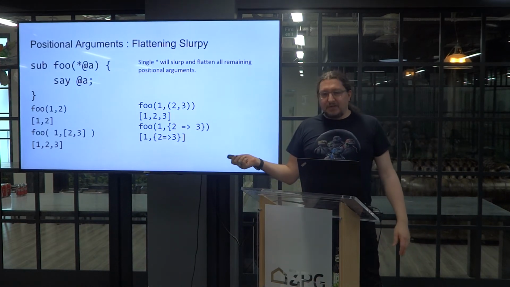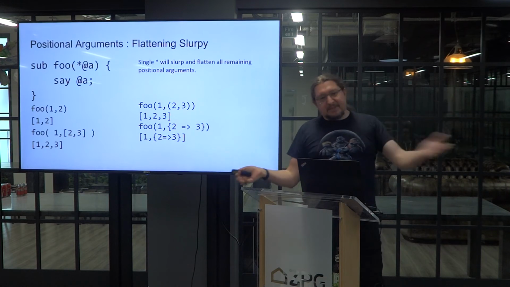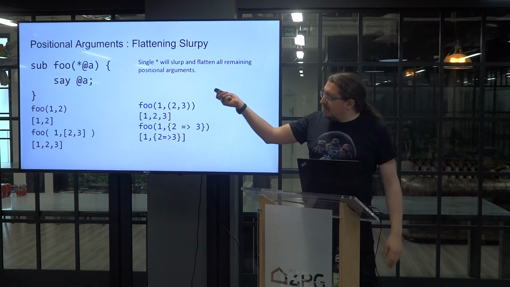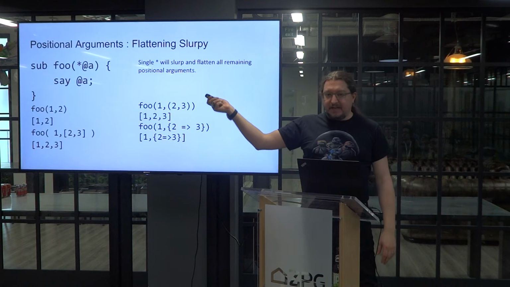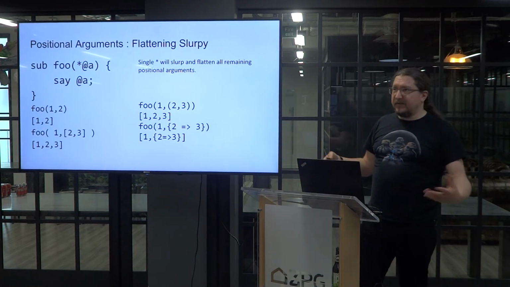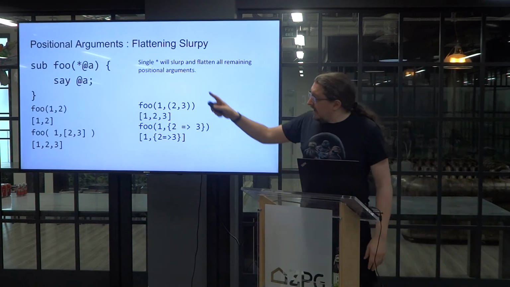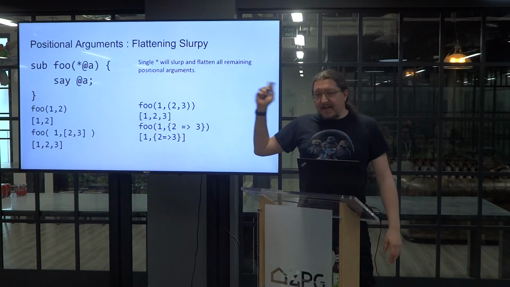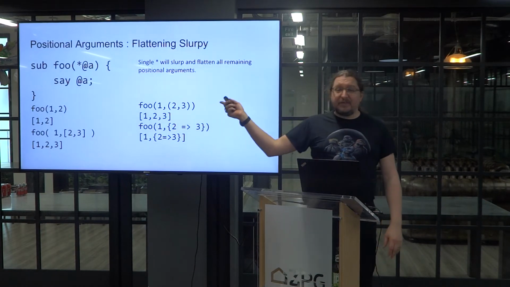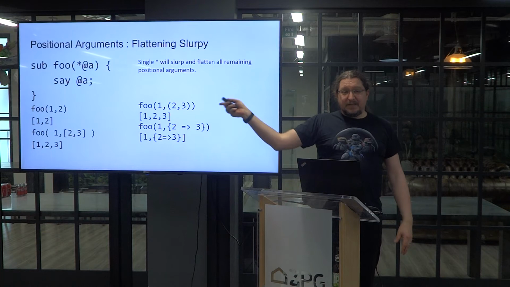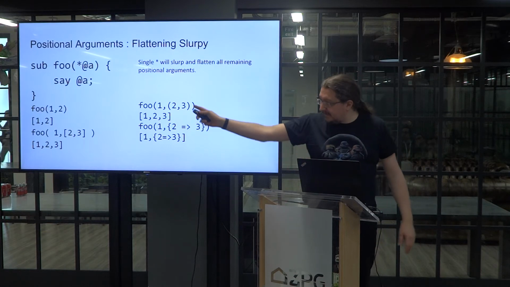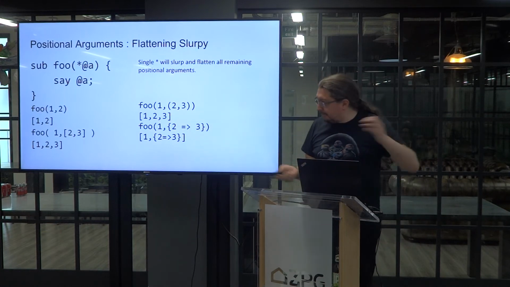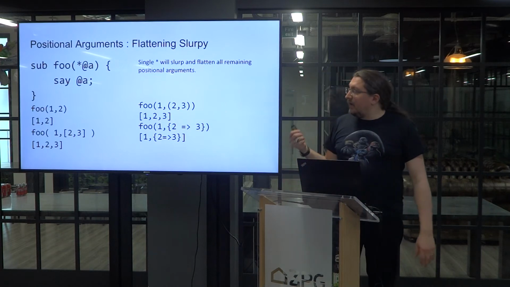So let's say you want to just get every positional argument. You can do that using the star in front of the @. Now I think some of this is similar to stuff in Python. In this case, it will handle it pretty much the same way that Perl5 does it, in that it slurps everything and flattens it down as well. So if you pass in arrays and stuff, it flattens them all down into one thing.